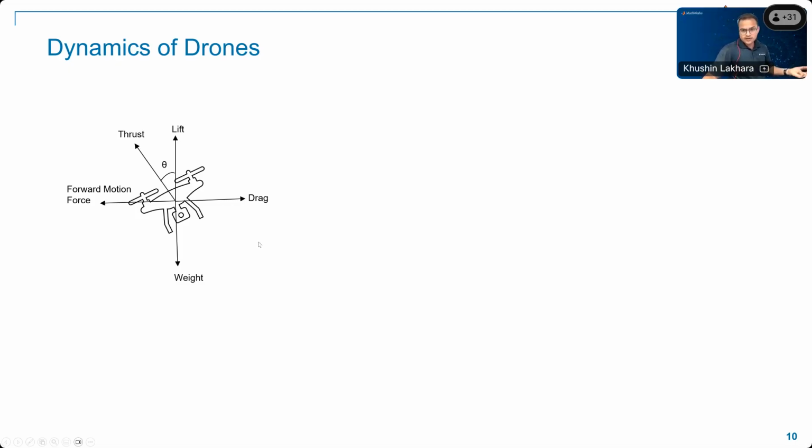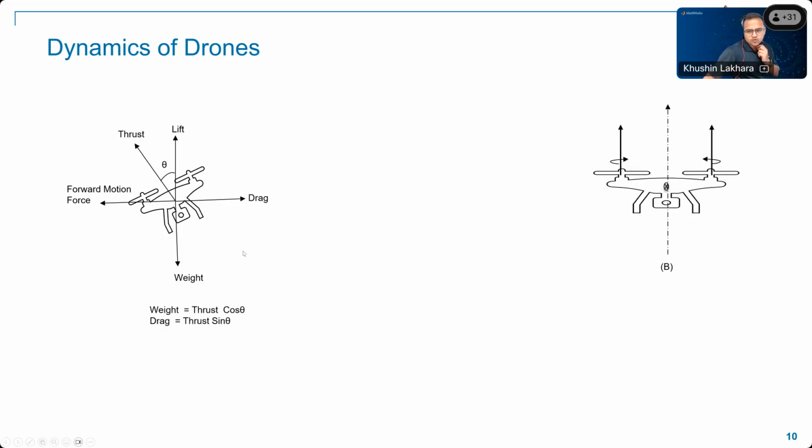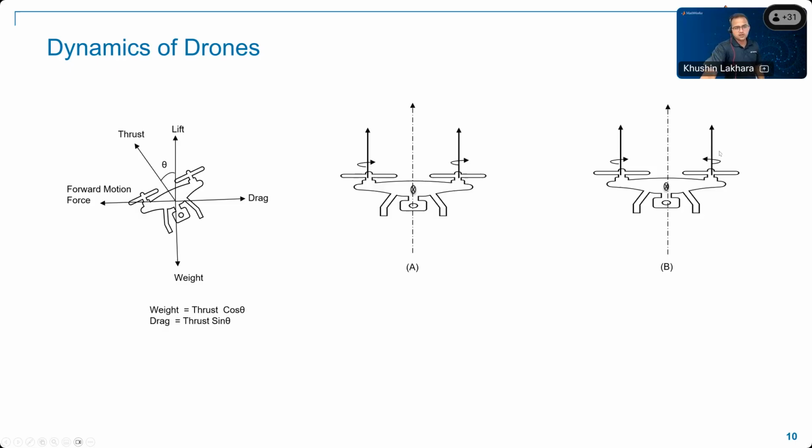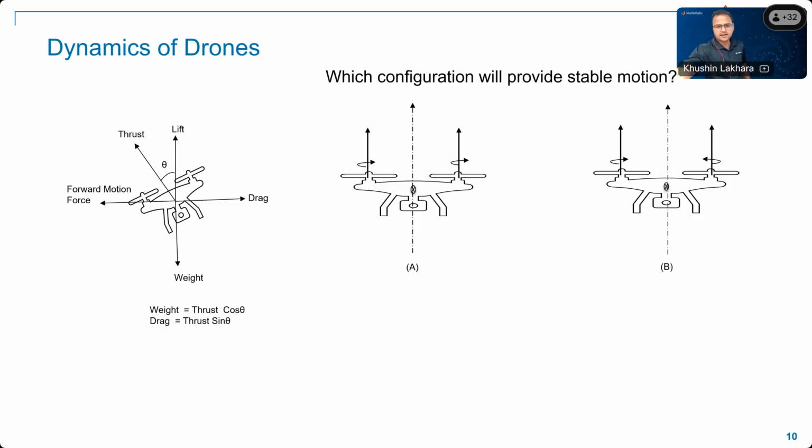But before I go forward, I have a small question for you. Consider I have two configurations of drones. The A configuration is where the rotors are rotating in the same direction. B is where they are moving in the opposite direction. Which configuration will provide stable motion? A or B? Can anyone let me know why? What will happen if I go for A?